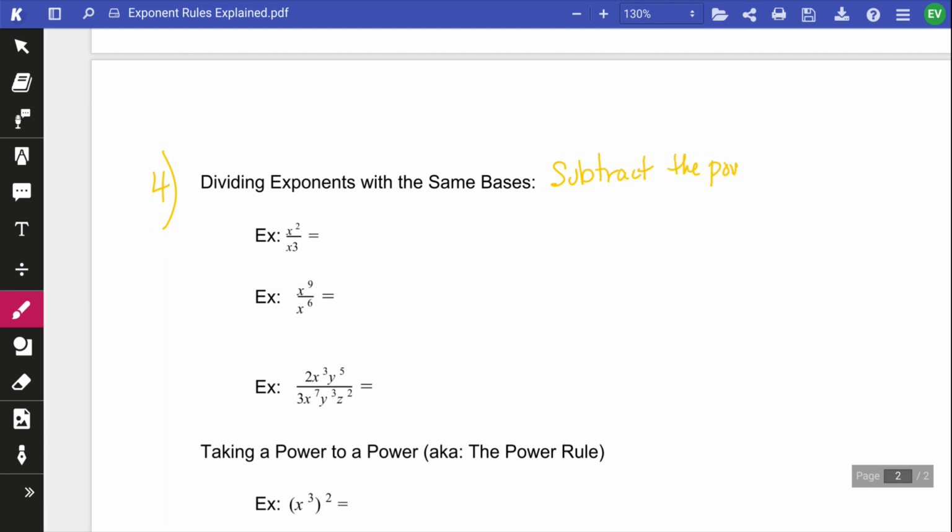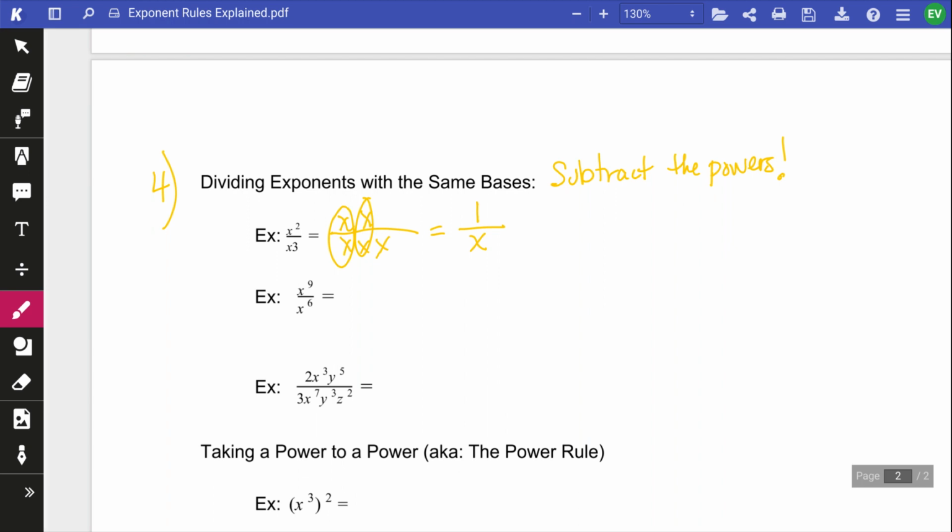And I'm going to show you a couple of different ways to do this. For the first one, it's pretty easy. X squared is x and x. X to the third is x, x, x, like that. Well, these x's, if I have one in the top and one in the bottom, they cancel each other out. So I'm left with just an x in the denominator. Since there's nothing left in the top, I need a placeholder, and that's 1. And that's as easy as that.